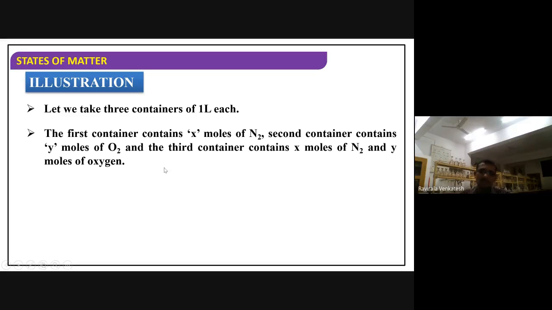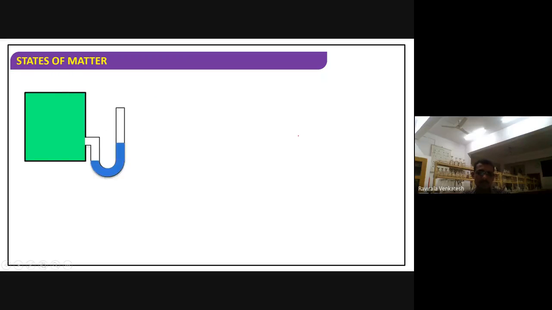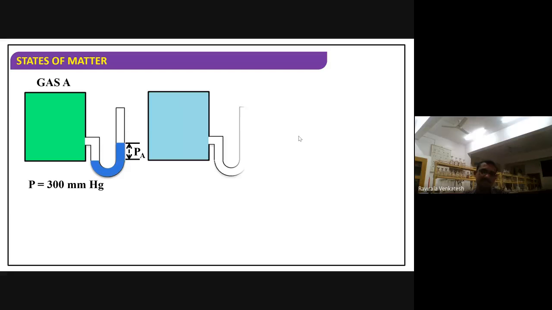I have taken X moles of nitrogen in the first container. In the second container, I have taken Y moles of oxygen. In the third container, I have taken X moles of nitrogen and Y moles of oxygen. That means I mixed them. What happens in this case? For gas A, the pressure is how much? 300. For gas B, how much? 400.